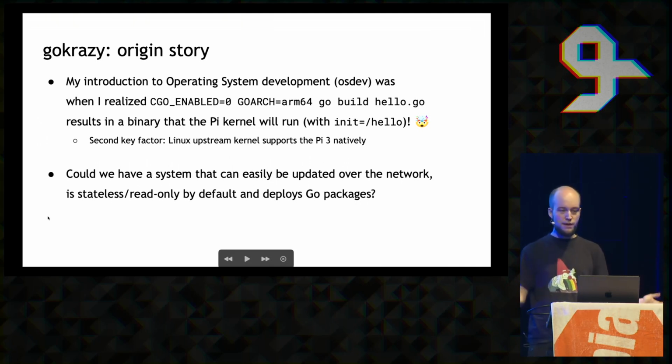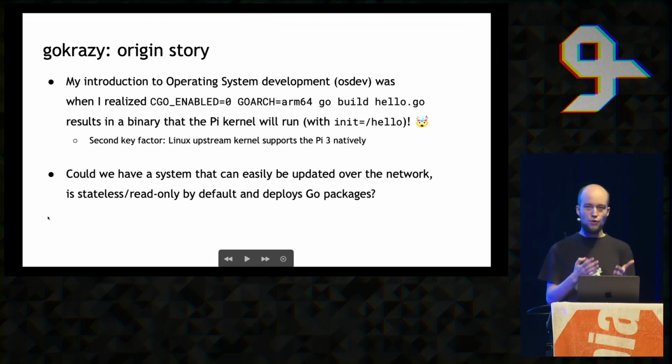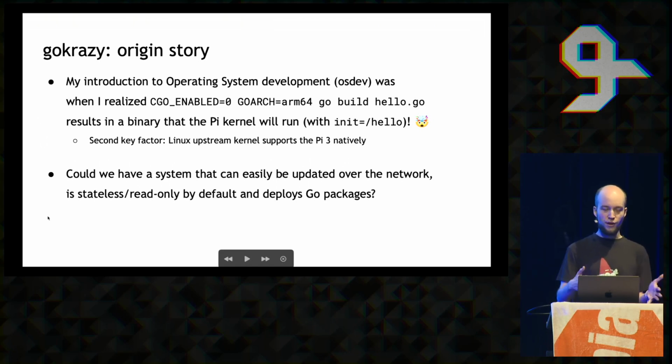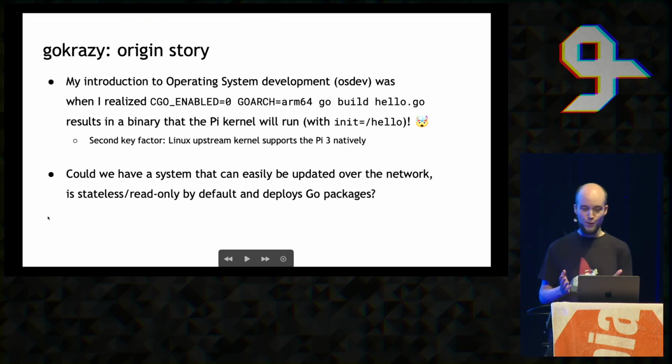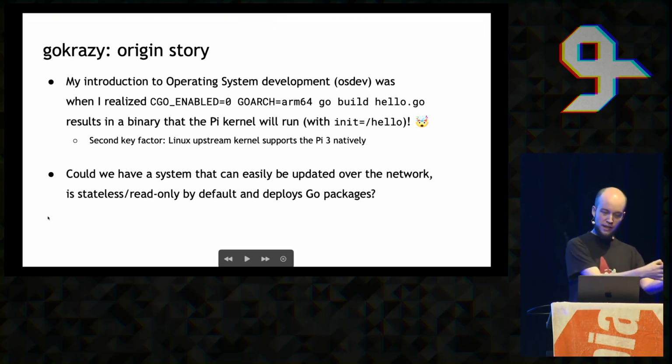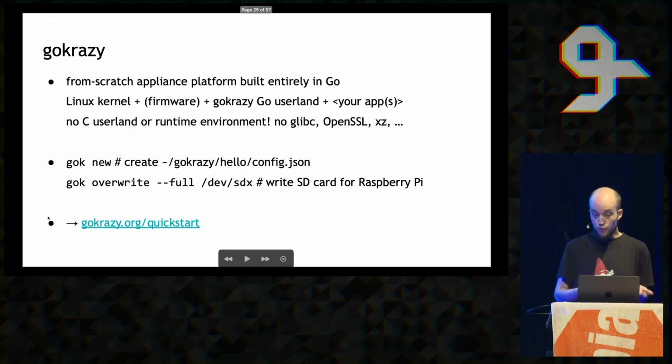And we didn't have to install anything. And I was just like, wow, that's mind-blowing. That's so cool. Anyone who has Go installed on their computer can build software for the Raspberry Pi, and it will just work. So I was like, okay, that's a great starting position. So could we have a system which builds on that and can easily be updated over the network and is stateless and read-only, just like the other appliance I built, and it would be easy to deploy Go packages to it? Like the 3 programs I need for my home, just deploy them onto that Pi. And that's what Gokrazy is.